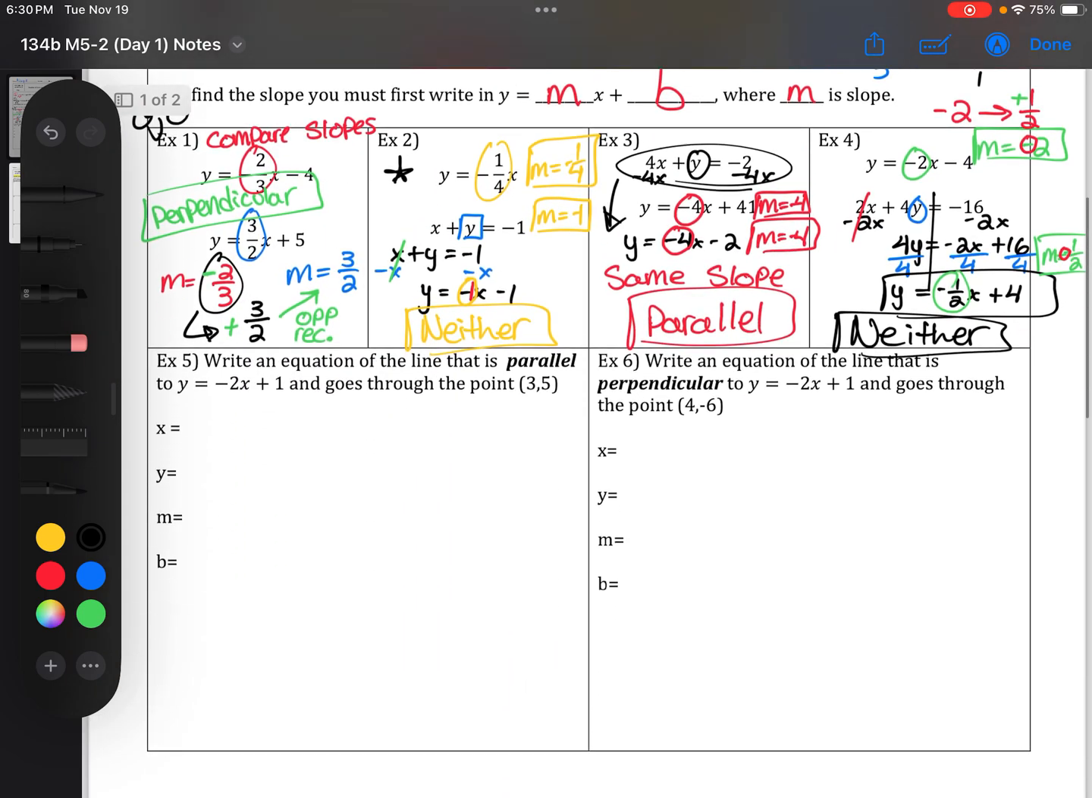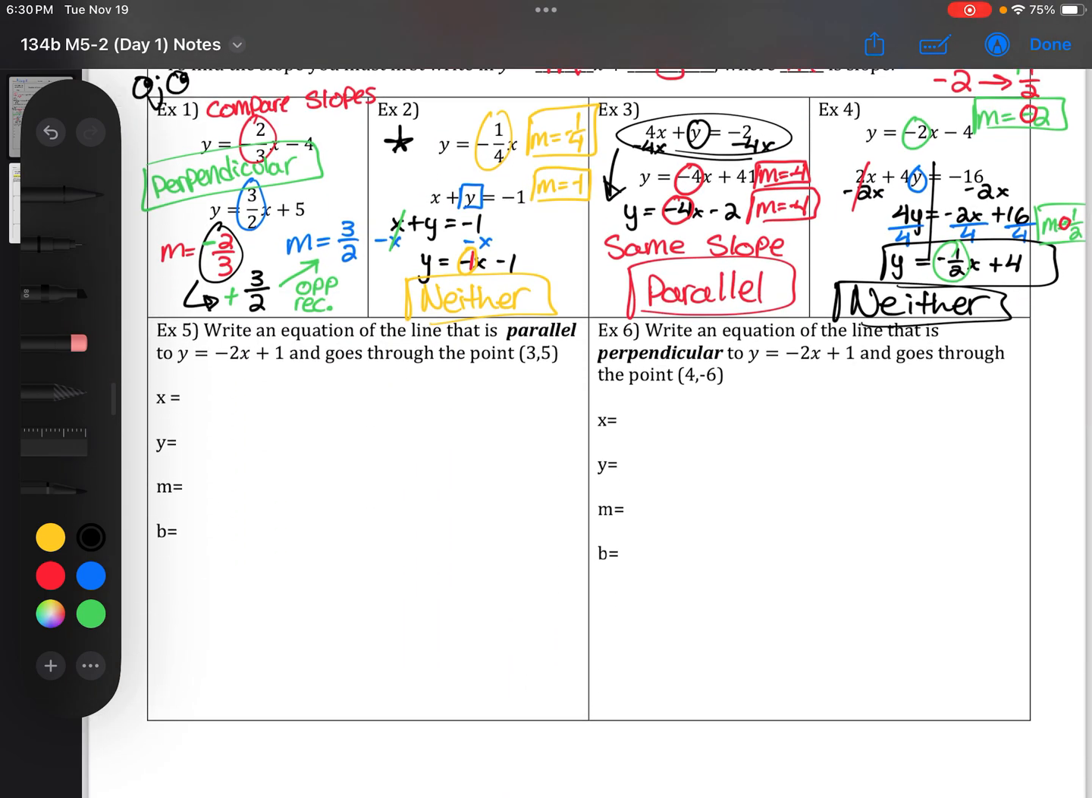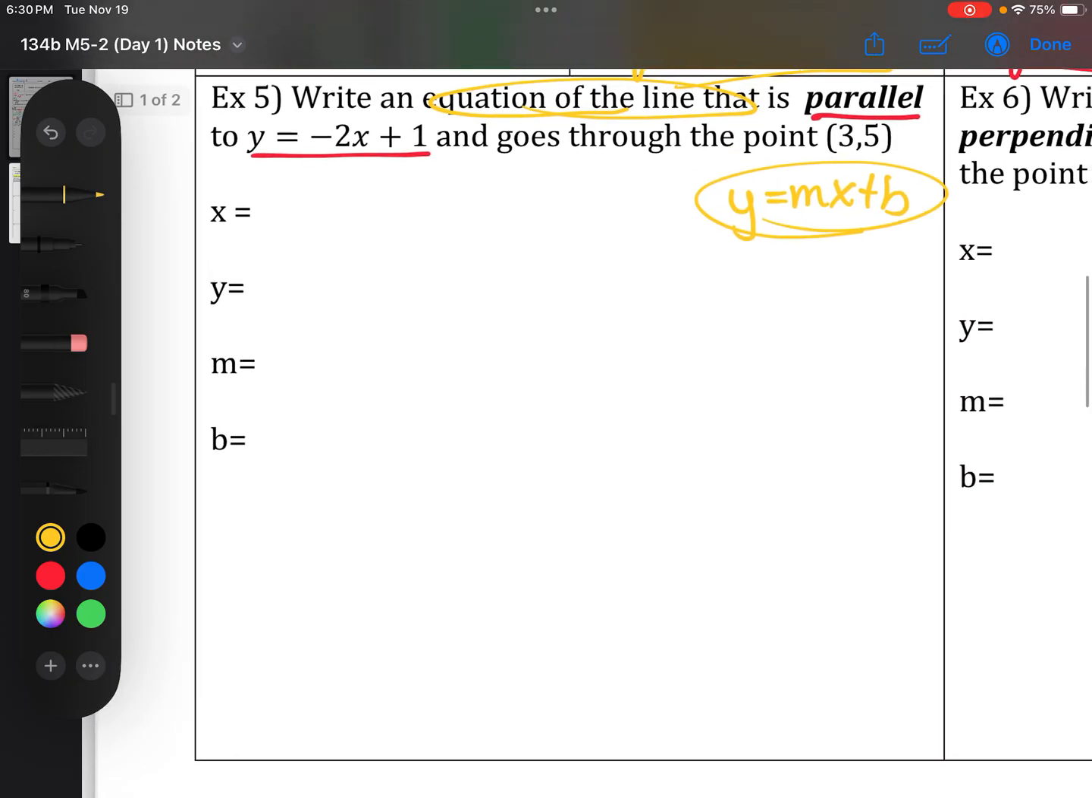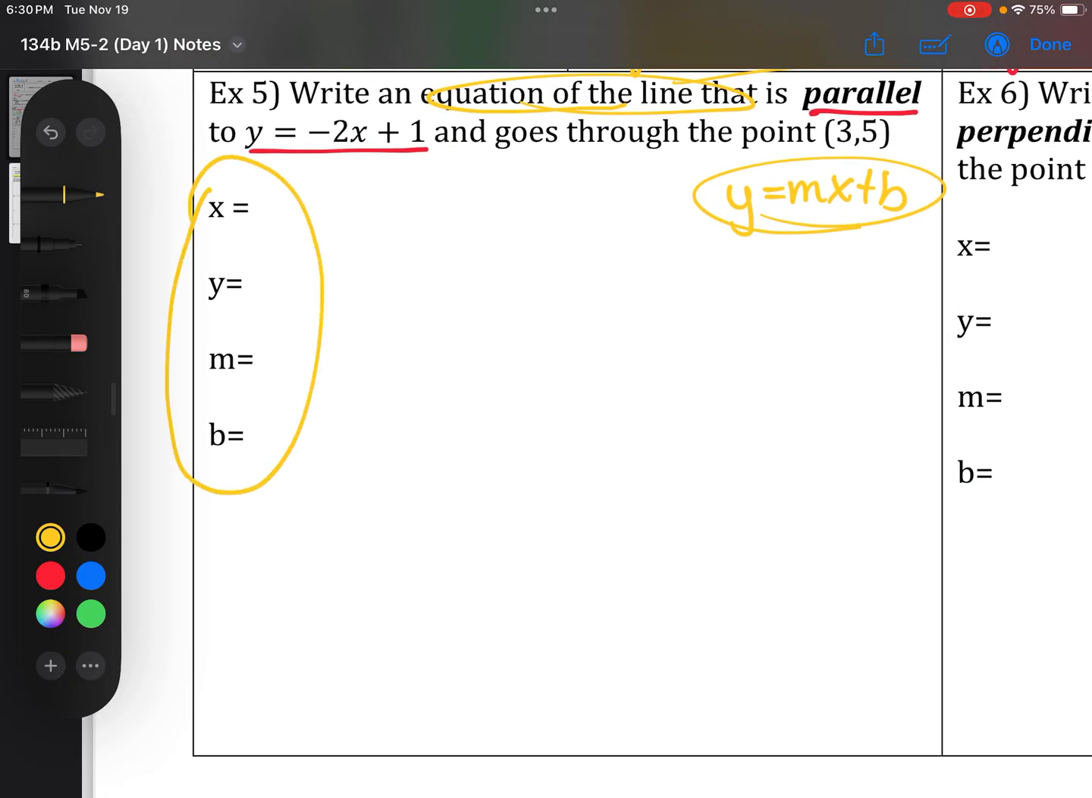Okay. All right, example 5. We are going to write an equation of a line that is parallel to this line, okay? So remember, when we are writing an equation of a line, we are automatically thinking slope-intercept form. So whenever we write an equation of a line, I want you to write out these 4 things. An x, a y, an m, and a b. We want to go through our problem and see what we have given to us. Now, this says it's parallel to this line, which means, guess what? This is not the equation we want to write.